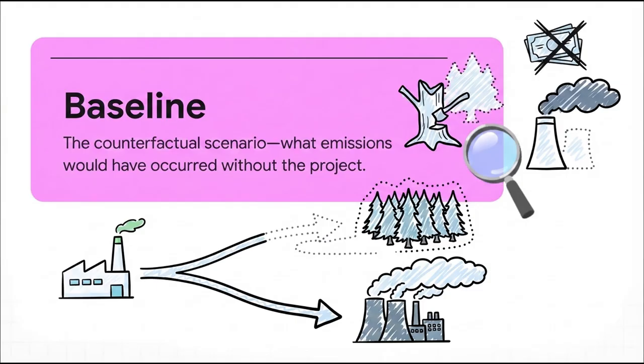Which brings us to step 3, the baseline. Now, this is absolutely the most economically sensitive and, frankly, controversial variable in the entire offset generation process. The baseline is your counterfactual scenario. It's basically a hypothetical story about what would have happened if this project didn't exist at all. Would that forest have been chopped down? Would that coal plant have been built? The credits generated are simply the difference between this hypothetical baseline and the project's actual real-world emissions.